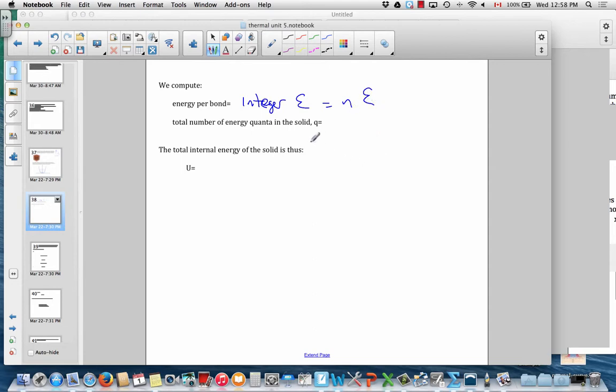So the total amount of energy in the solid is going to be the sum of all the n epsilons. And we're going to call the sum of the n, Q. That's the total number of quanta in the solid. It's just adding up the integers. And so you multiply that by epsilon, and that gives you the total internal energy.